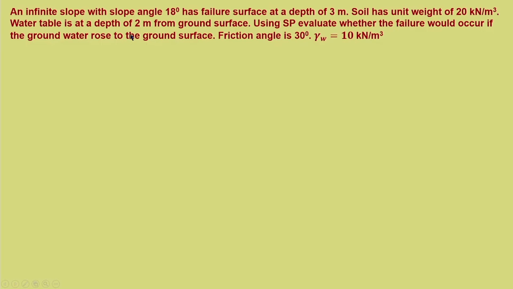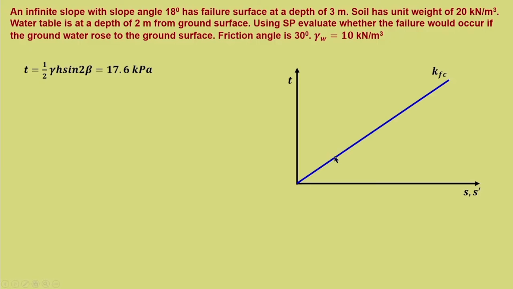So, this is the given condition in the field. We just need to understand by plotting the stress path whether the failure would occur or not if there is a groundwater fluctuation from the given depth to ground surface. Okay. So, let us try to solve this. It is on T S dash. T is equal to half gamma h sin 2 beta. Substituting for beta, we will get 17.6 kilopascal. And this total stress point, initial point S is gamma h cos square beta, which is equal to 54.2 kilopascal.